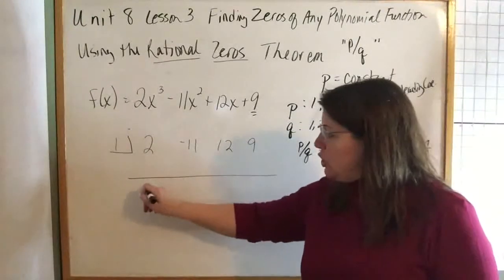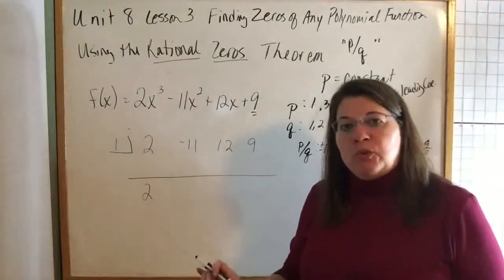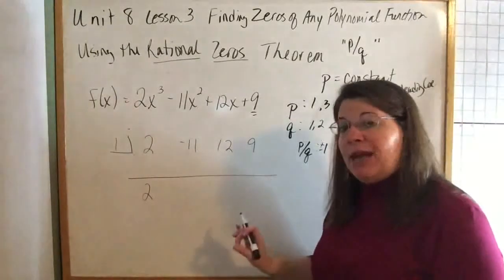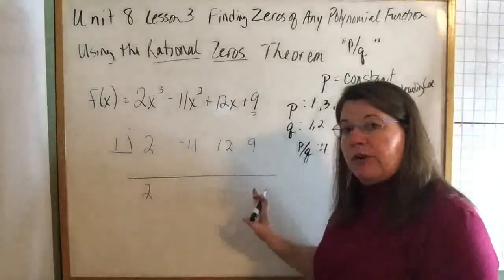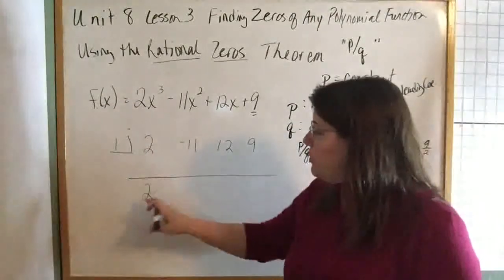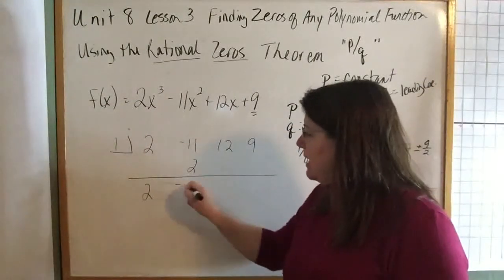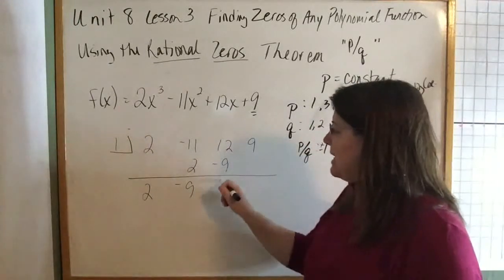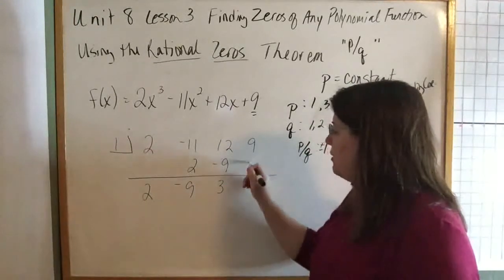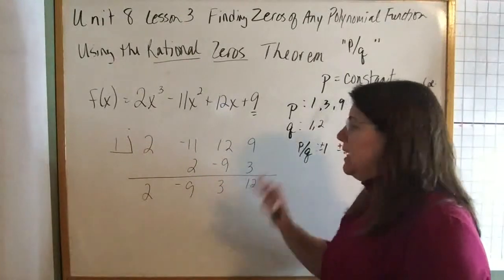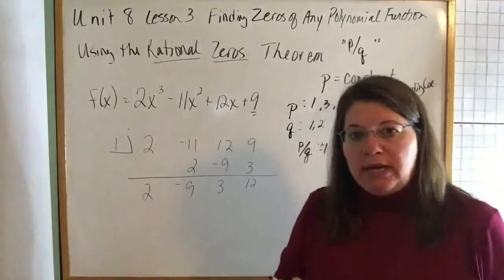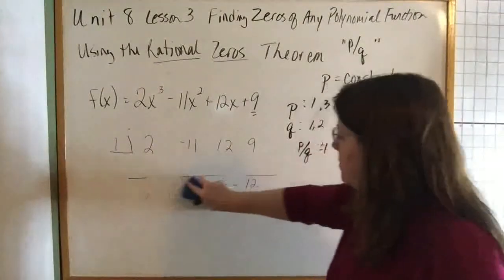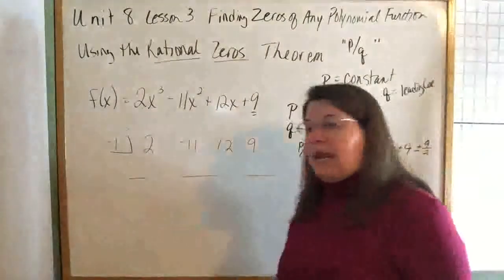I'm going to bring down the 2. And remember, in synthetic division, we multiply, add, multiply, add, multiply, add till we get to the end. It is a factor if at the end we get a remainder of 0. So 1 times 2 is 2. We add these and get -9. 1 times -9 is -9. We add these and get 3. 1 times 3 is 3. We add those and get 12. It did not go in evenly. 1 is not a factor. So I'm going to go back. I'm going to leave my setup, and I'm going to put in -1. And I'm going to try it again.